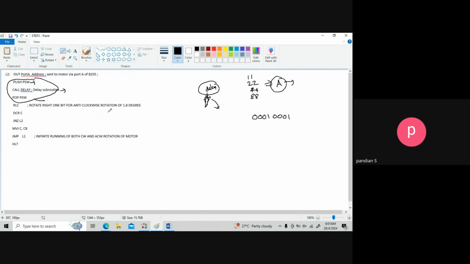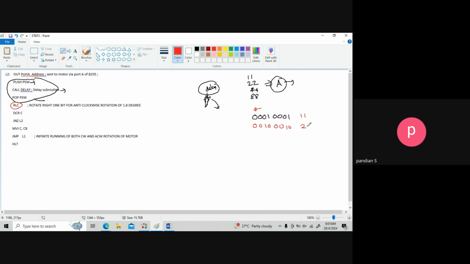Next, here you have to give RLC, which is used for anti-clockwise direction. So RLC is used for anti-clockwise direction. Now the RLC is going to have 11, and then we are having the RLC again, right? So here it is moving to here. So that is 0 0 1 0 0 0 1 0.